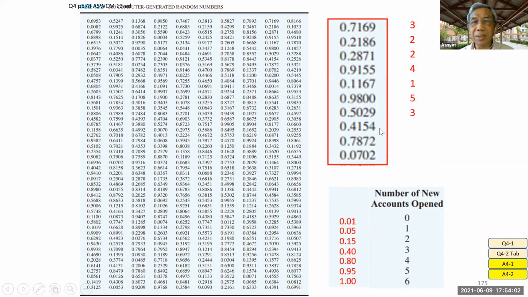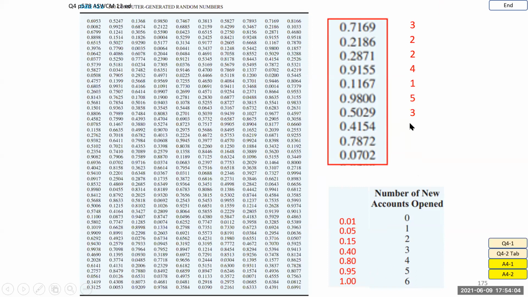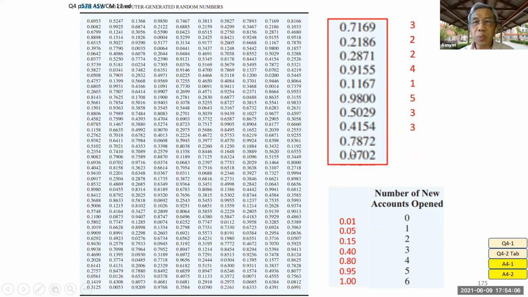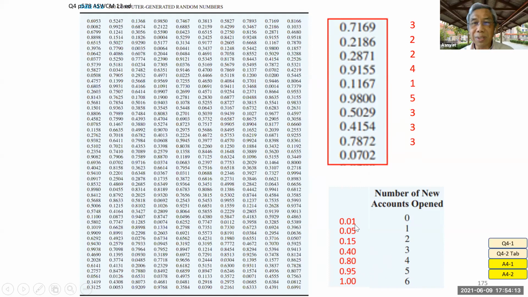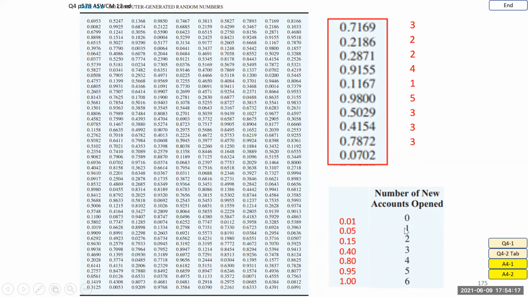I think you get the idea already. 0.4 is 3. 0.78, also 3. 0.07. Oh, luckily, I thought 0. 1.